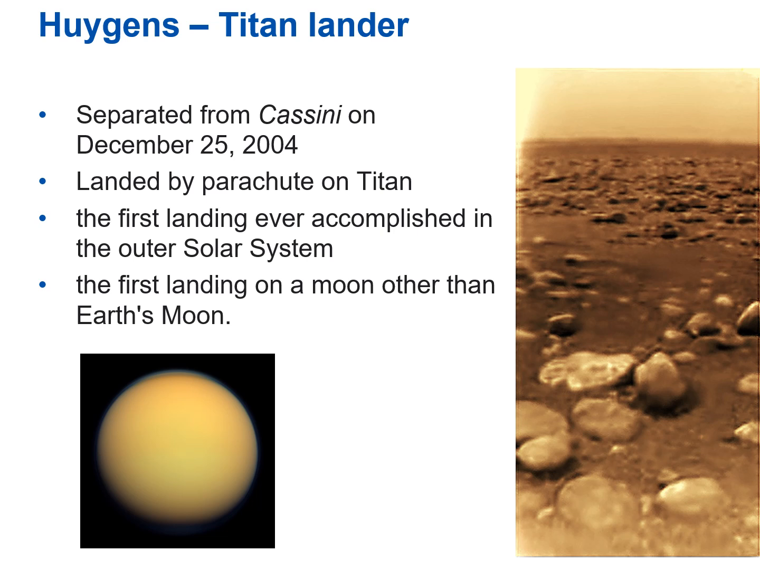It was the first landing ever accomplished in the outer solar system. Prior to that, we had landed on the moon and on Mars, but this is the first one in the outer solar system. And it's the first landing on a moon other than Earth's moon. In the lower left, you can see a picture of Titan. And here we have pictures from the surface of Titan.